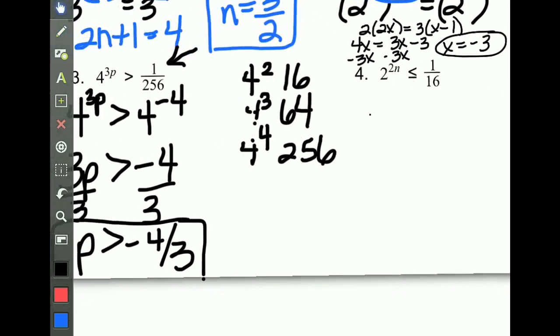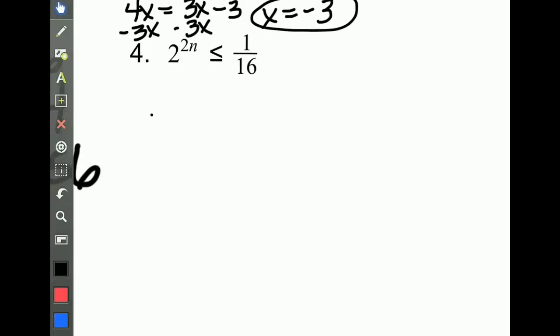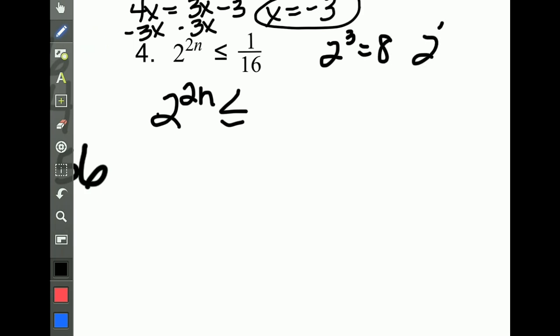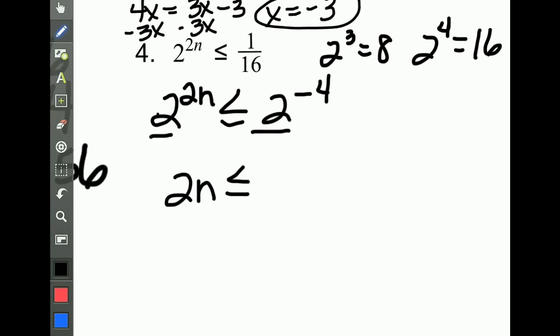Lastly, number 4. I do know that 16 is a base of 2. So I have 2 to the 2n on this side is less than or equal to 2 to the third is 8. So 2 to the fourth equals 16. Again, because that's a 1 over 16, I know that's going to be a negative exponent. So it's going to be 2 to the negative fourth. My bases are the same. I can just use my exponents and set them equal to each other, which is negative 4. So m would be less than or equal to negative 2.